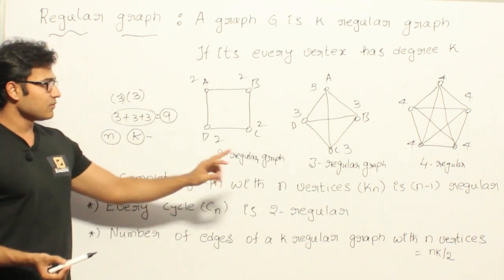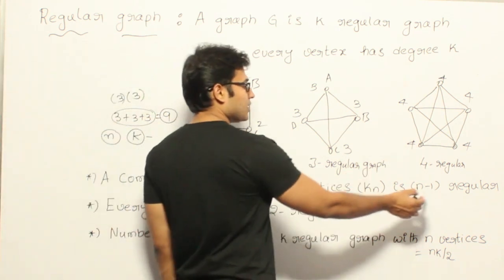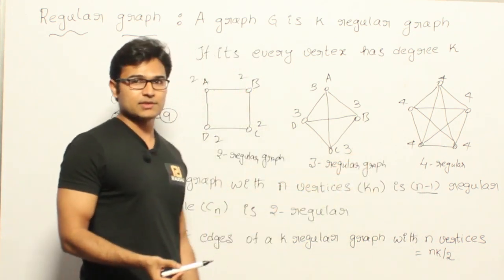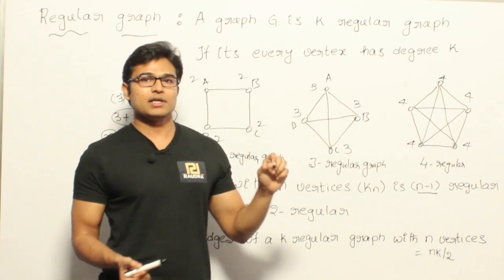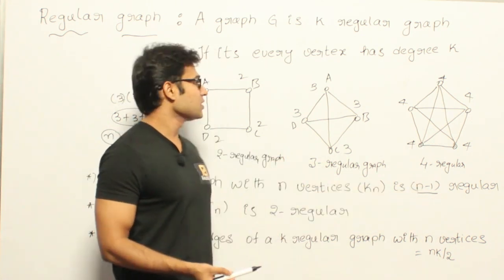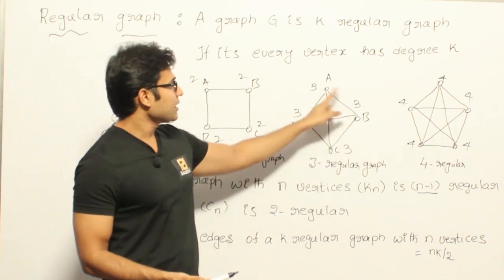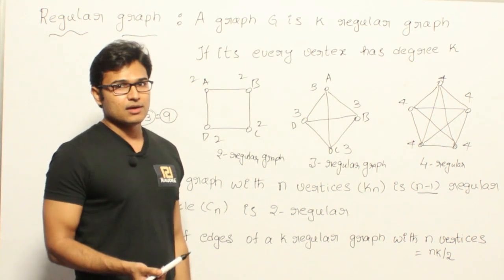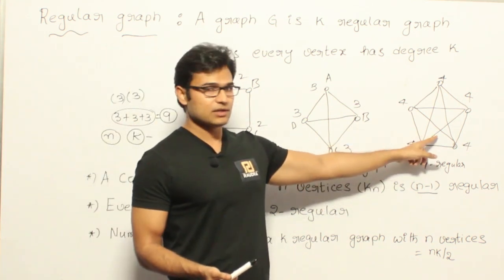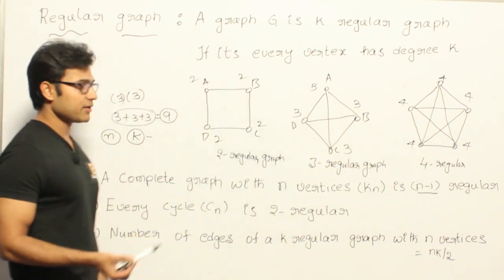Now let's look at this one. A complete graph with n vertices, Kn, is n minus 1 regular. Why is this so? Because in a complete graph every vertex is adjacent to all other remaining vertices. What does it mean? Every vertex has degree n minus 1. That is why it is called n minus 1 regular. In fact, if you observe this, it is K4, and it has 3 as the degree, therefore it is a 3 regular graph. This is K5, that is why it has 4 as the degree, therefore it is a 4 regular graph.